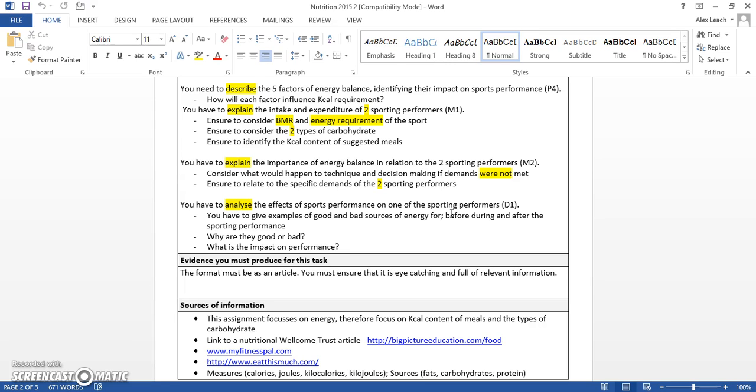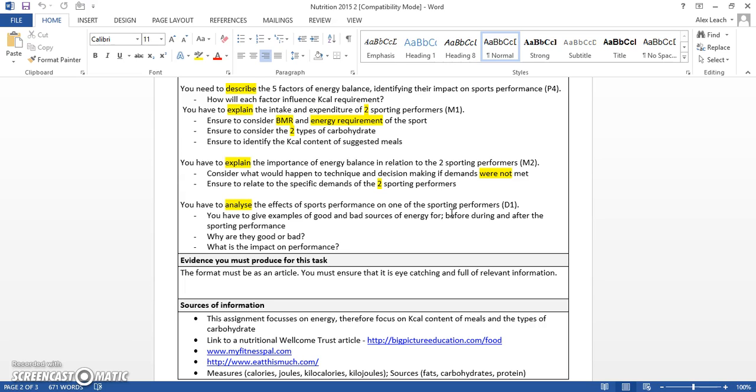Please make sure you don't mention protein in terms of recovery or fat in terms of protection or thermoregulation. The assignment is purely about energy. So feel free to talk about recovery, but talk about having enough energy to recover, because obviously it takes energy to repair your muscles and repair any damage that you've taken following sport.